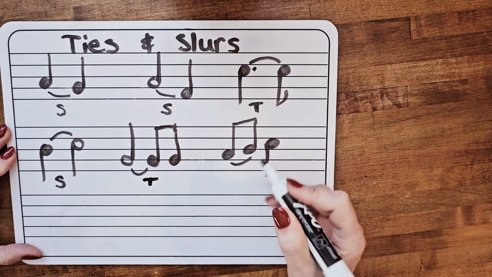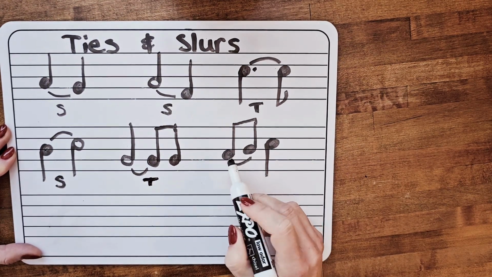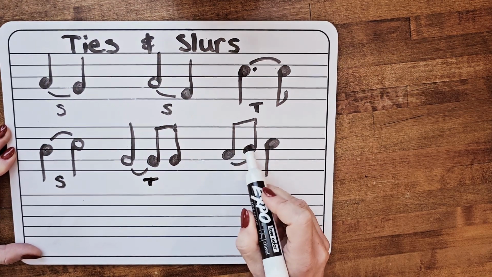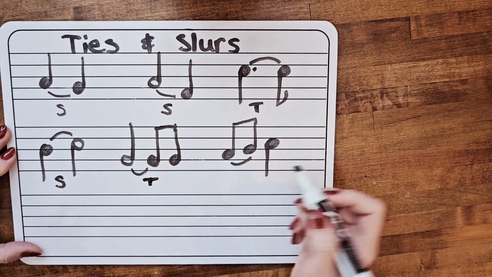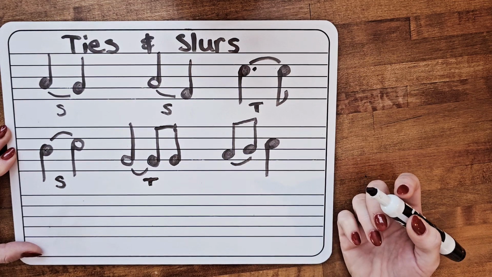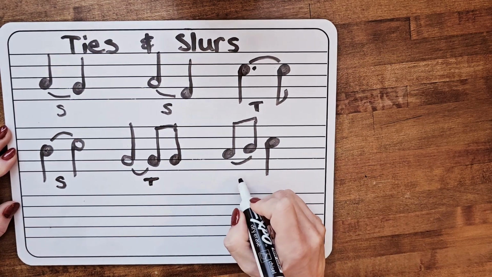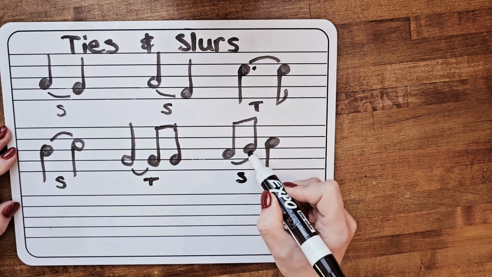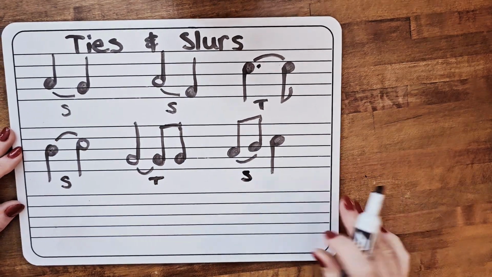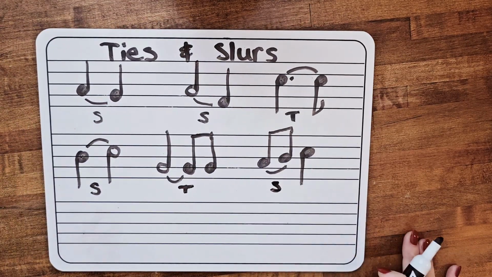Going over here. Here we have 2 eighth notes and a quarter note. The 2 eighth notes have the swoopy line. Is it a tie or a slur? It is a slur because we are going from one note to a different note. Hopefully that helps you understand better the difference between ties and slurs.